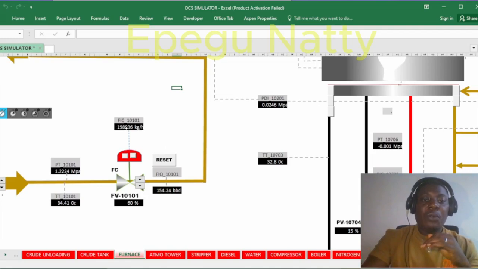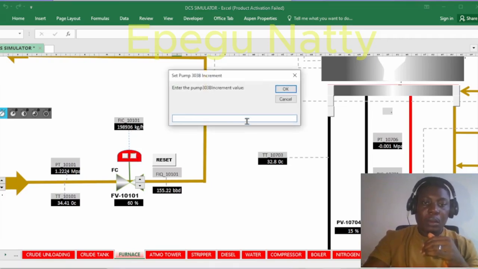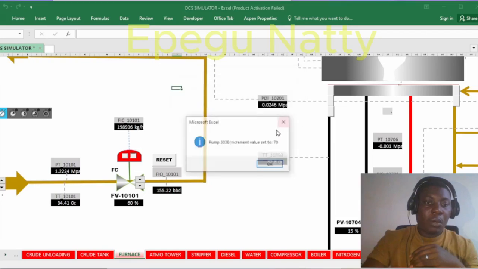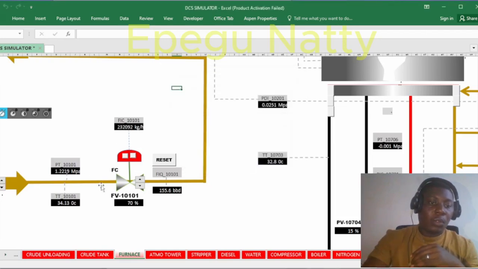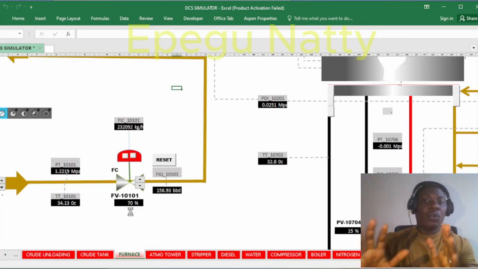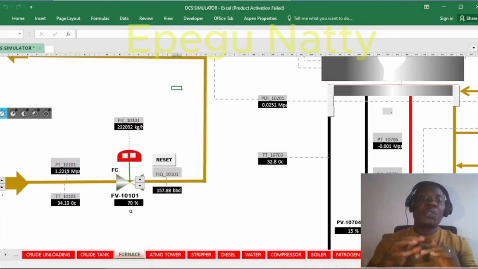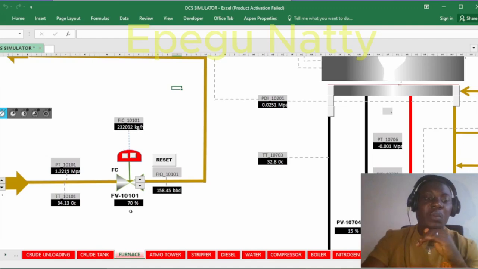Now you see the flow is about 198,000 currently. We can still take it up to 70%, and then when you click OK, you see everything has changed again. Temperature is still at 34 degrees because currently the line is very free. The restriction is minimum, and so the temperature is at the barest minimum. So this is our practical demonstration of this scenario.